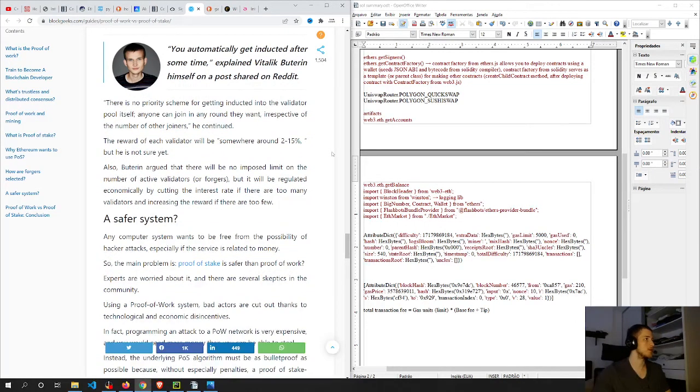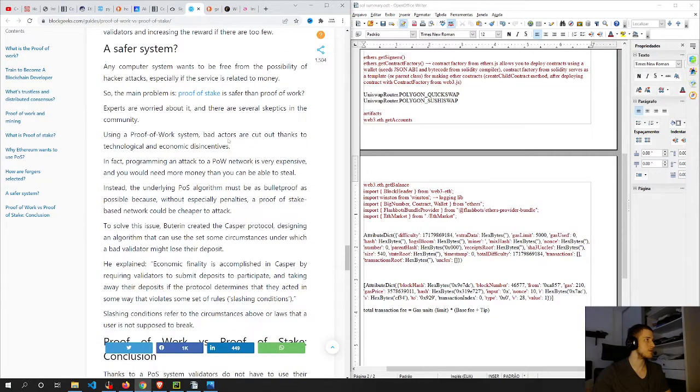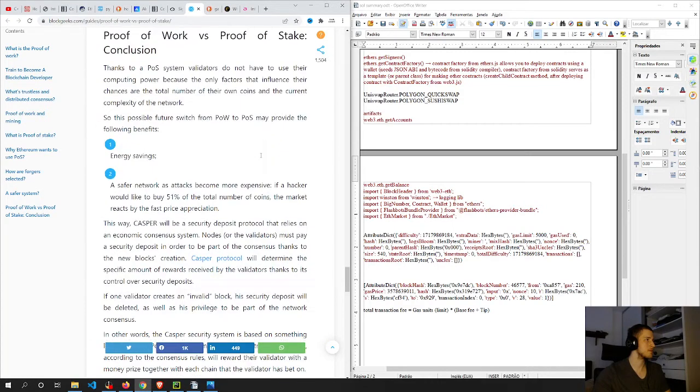There is no priority scheme for getting inducted into the validator pool itself. Anyone can join in any rounds they want, irrespective of the number of other joiners. The reward of each validator will be somewhere around 2 to 15%, but it's not sure. Safe for any computer. System validators do not have to use their computing power because the only factors that influence their chances are the total number of their own coins and the current complexity of the network.